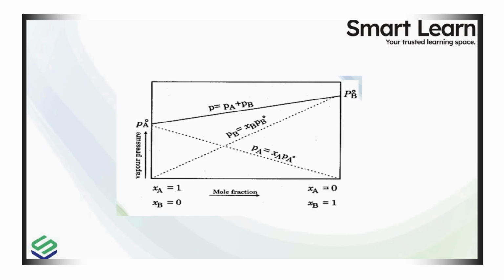In the graph, the characteristic visible is the straight line relationship. There is no deviation from Raoult's law. The total pressure line is very smooth. That's what the graph depicts.